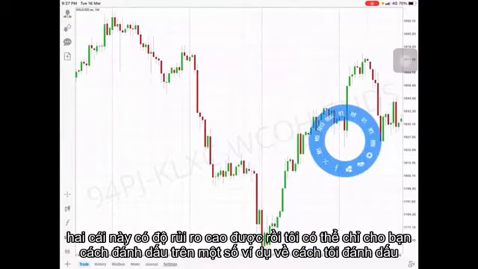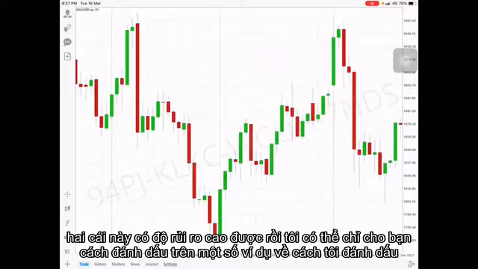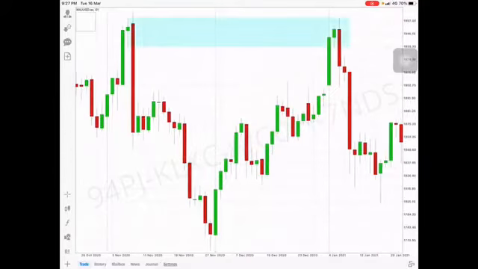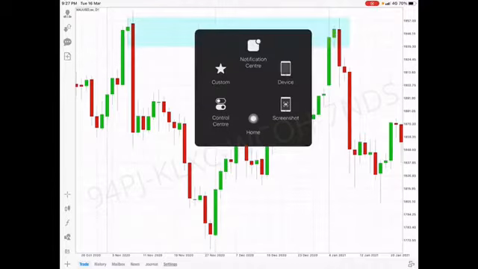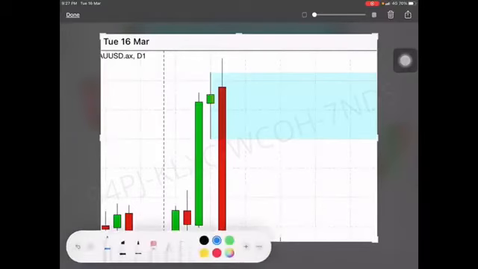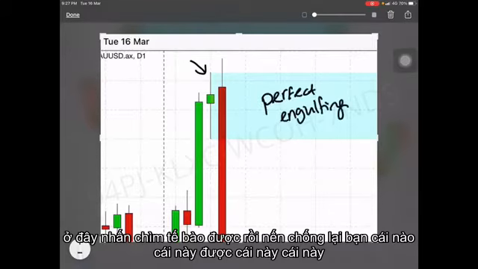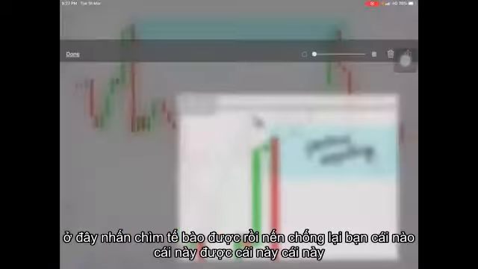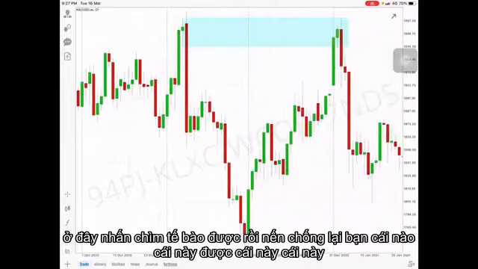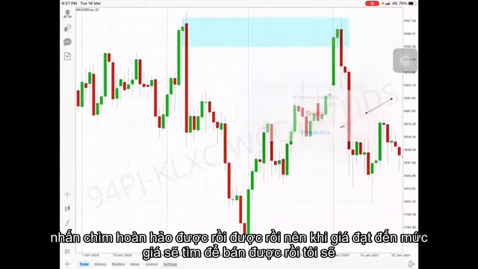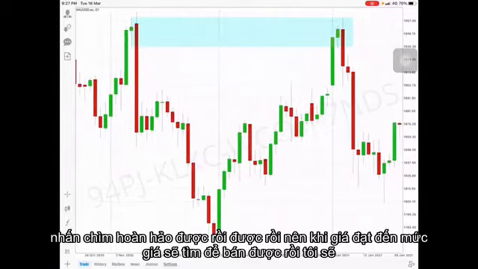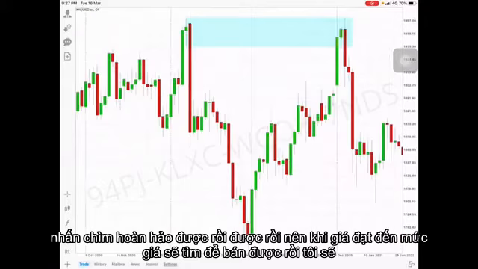I can show you some examples of how I mark. Now look at daily. So right here, we have a sell engulfing. The candlestick that is being consumed is this one. So this is perfect engulfing. When the price reaches it, we're going to look for sell. I'm going to show you some more.